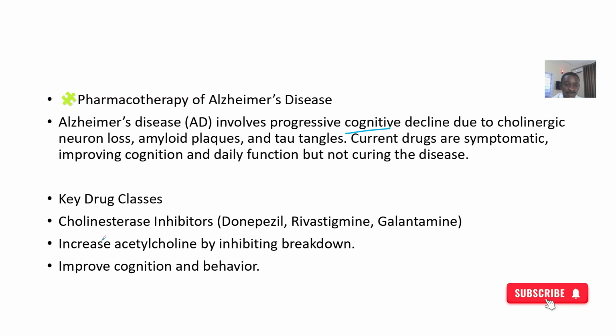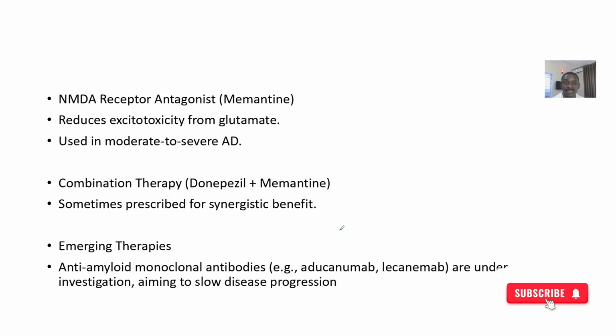Okay, so key drug characteristics or classes rather. You use drugs like the cholinesterase inhibitors. So the enzyme that should have broken down the acetylcholine, you stop the enzymes. Then drugs like donepezil, rivastigmine, galantamine. Okay, so to make sure that the acetylcholine is so much there to improve cognition and behavior.